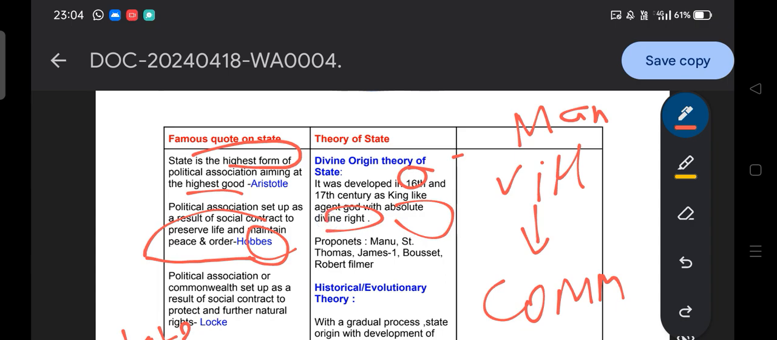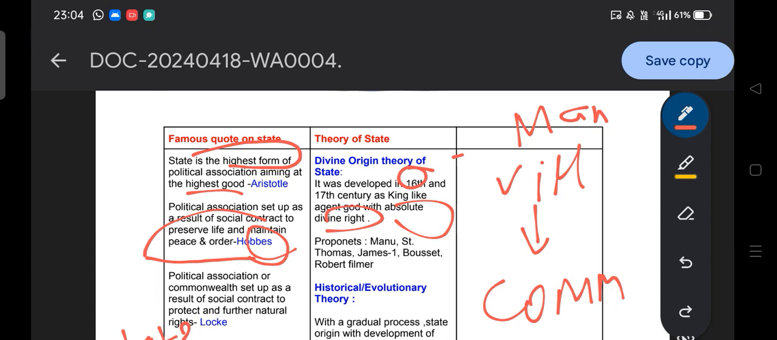Okay, the divine origin of the state believes that the state is created by God, the king is the agent of God and only accountable to God, and has absolute authority. No one can challenge the authority of the king, because the king is the agent of God and different from humans, and they have unequal relations.